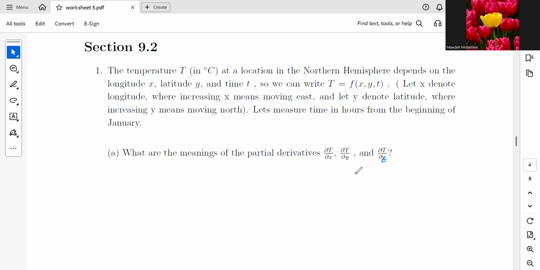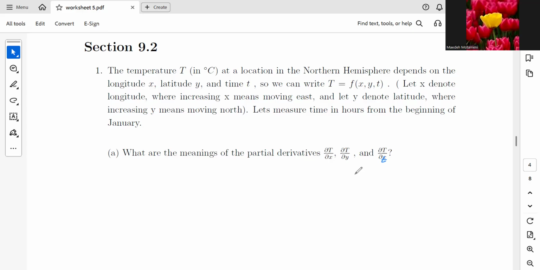partial derivative of capital T with respect to x is the rate at which the temperature changes with longitude, because x is representing longitude, while latitude and the time are fixed. So when we are finding the rate of change with respect to x, which is longitude here, it means that other variables like y, which is latitude, and t, which is time, will be fixed.